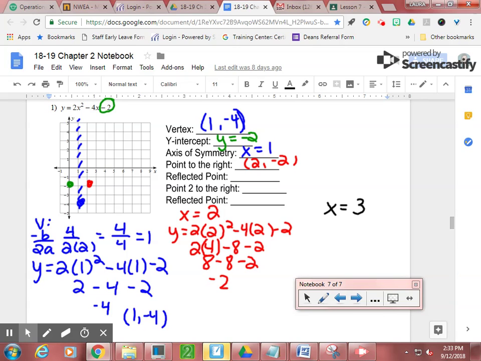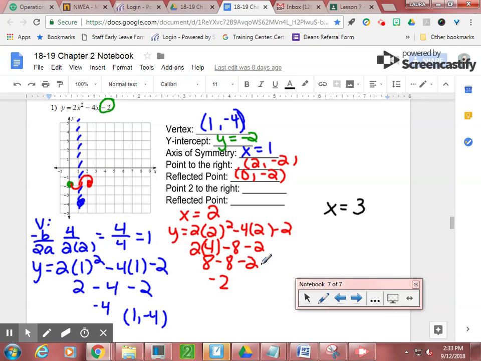Okay, when you're reflecting it, you're saying, how far away from the dotted line am I? Well, I'm 1 away. So I'm going to go 1 away on this side, and it happens to be the point that is our y-intercept, so we know that we're right. And that's not always going to be the case. So this is over 0 and down 2 is our reflected point.